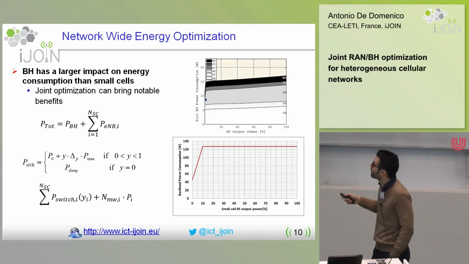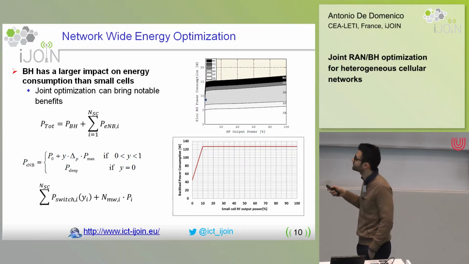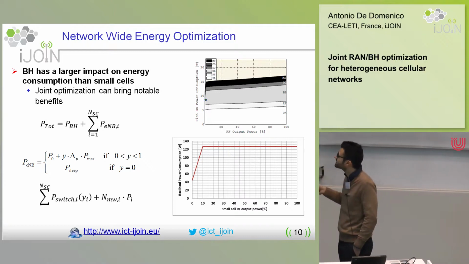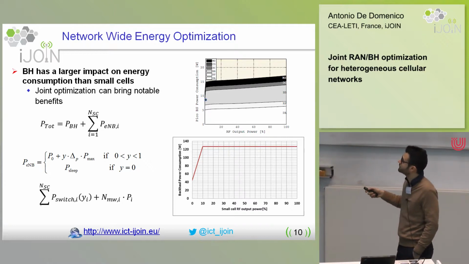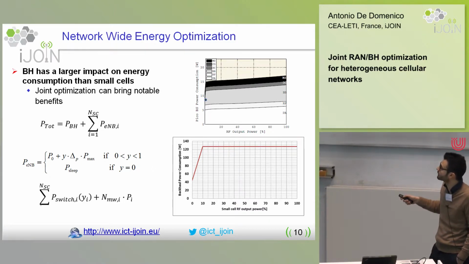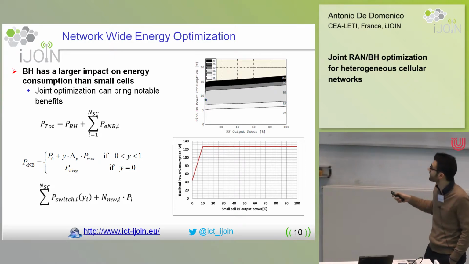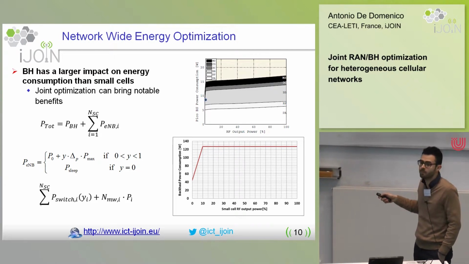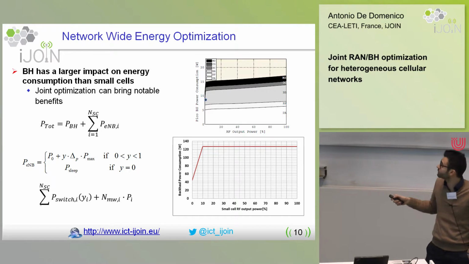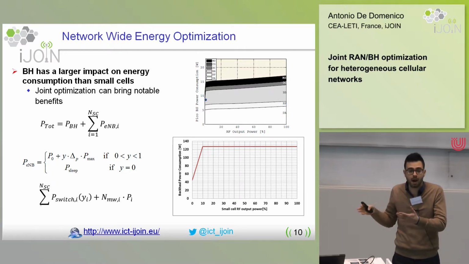So the overall power consumption is due to the backhaul contribution plus the small cell contribution, and this can be easily represented by this linear model here, where you have the small cell power consumption due to some static power consumption plus a term that depends on the cell load if the small cell is active, or you may have some lower power consumption if you are capable of putting this small cell in some idle mode.